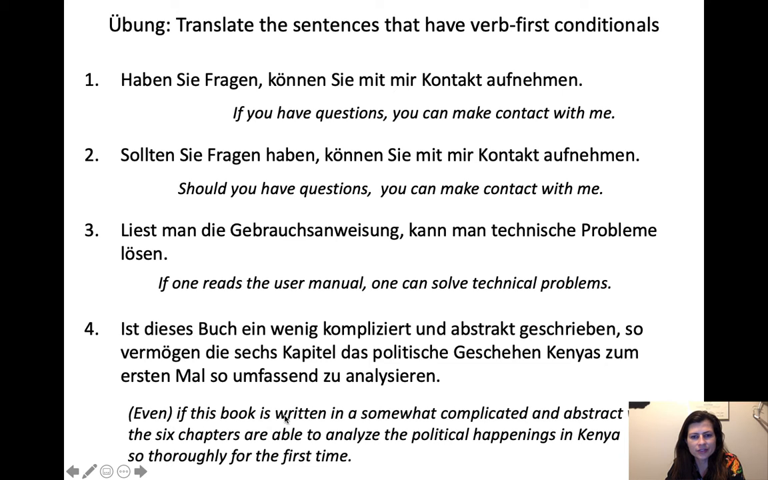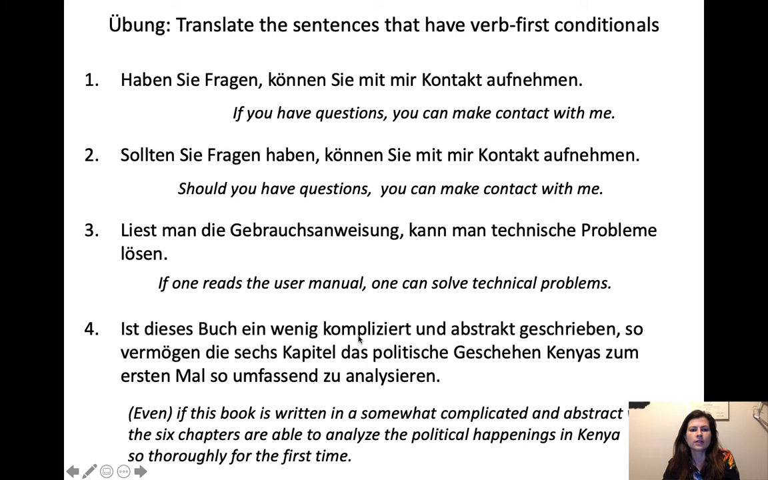So if this book is written, and I said even if, but by the time I got to the end of the sentence, I was like, oh, even if sounds a little better because it has a contrast, but that's optional. So you can say, if this book is written in a somewhat complicated and abstract way, it's like the book is written complicatedly and abstractly. These are adverbs, right? So I changed it to in a somewhat complicated and abstract way, because of the way it's written. The 6 chapters are able to analyze the political happenings in Kenya so thoroughly for the first time.